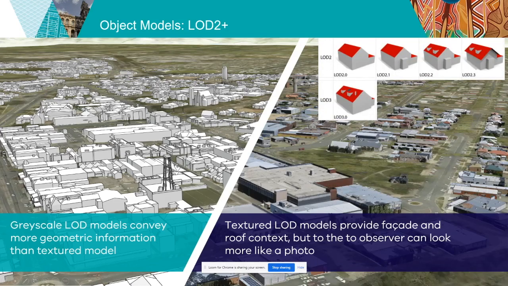These models in this scene I call LOD 2 plus, LOD 2.0 and above. This is because simple residential buildings here could be defined quite simply with LOD 2.0. They're fairly simple. But some of the more complex buildings, such as a church or a heritage building, might be modeled to LOD 2.3 or LOD 3.0.